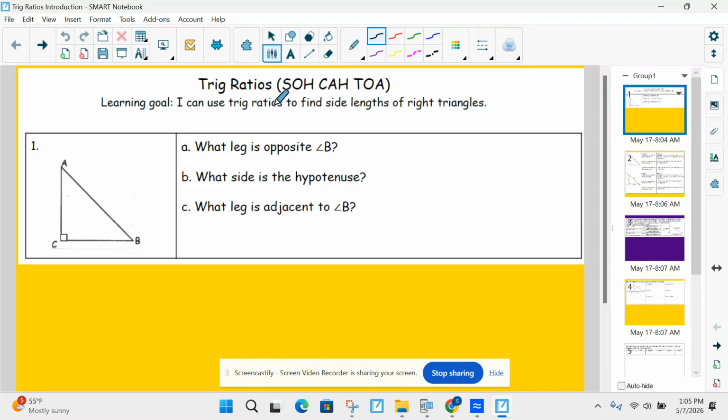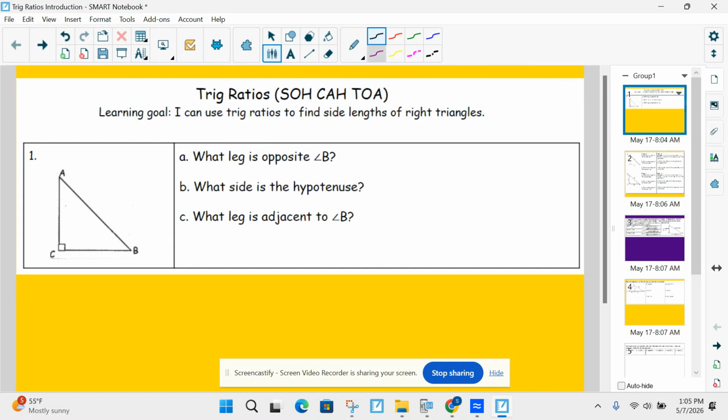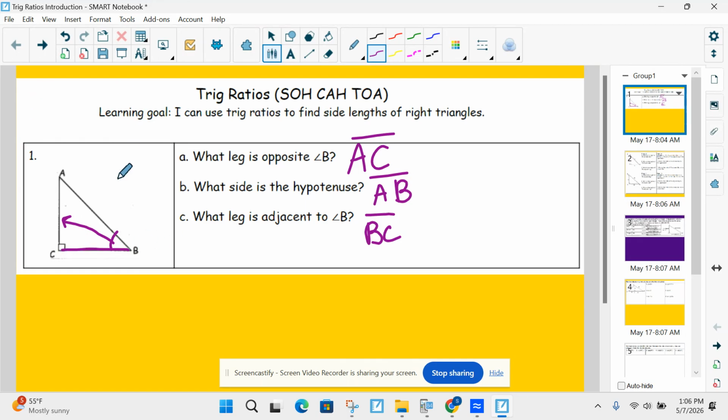Ratios of right triangles, finding sides and angles of right triangles. So first of all, the leg that is opposite to angle B would be the opposite side of the triangle, which is AC. The side that is the hypotenuse would be AB, because that's opposite of the right angle. And then the leg that's adjacent means next to or touching, so the adjacent leg would be this one, which is BC. The adjacent leg also is the one that is not opposite. So if this is opposite, BC is the adjacent to angle B.